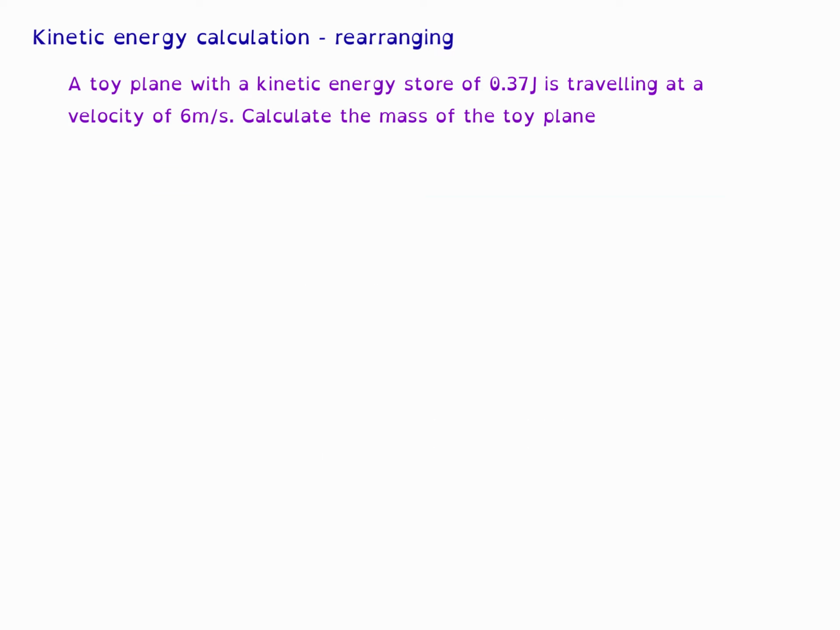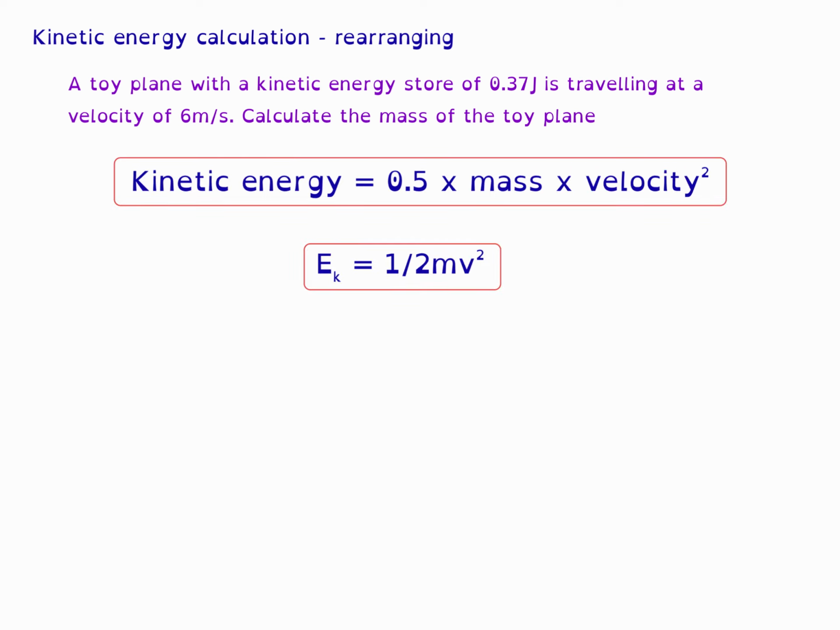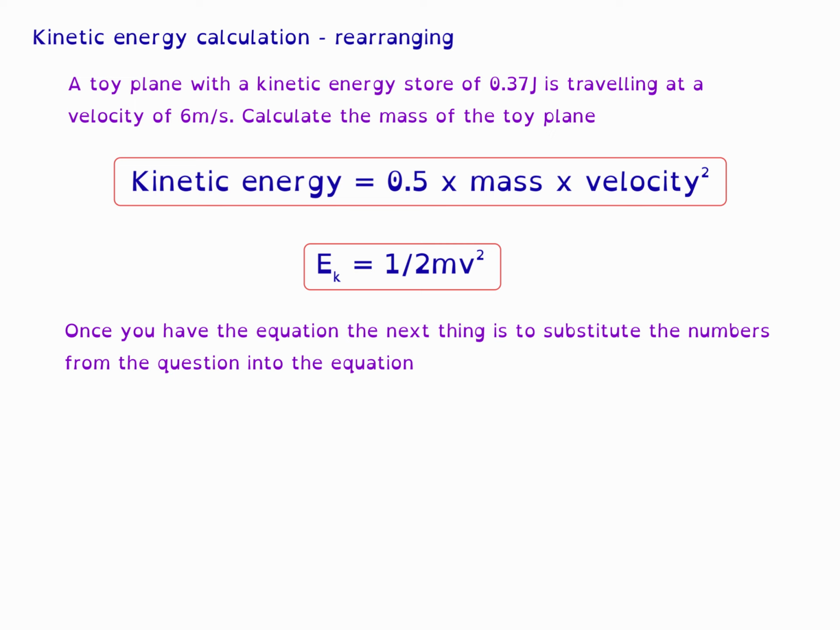A toy plane with a kinetic energy store of 0.37 joules is travelling at a velocity of 6 meters per second. Calculate the mass of the toy plane. We need our equation, which is kinetic energy equals 0.5 times the mass times the velocity squared. And once we have our equation, the next thing we do is substitute our numbers from the question into the equation. And that gives us 0.37 equals 0.5 times the mass times 6 squared.